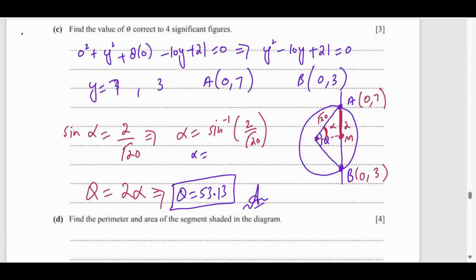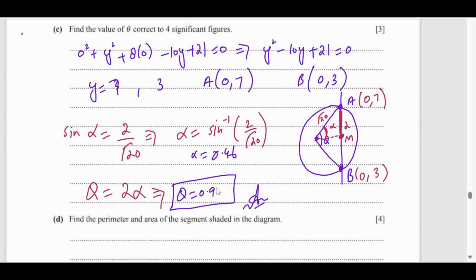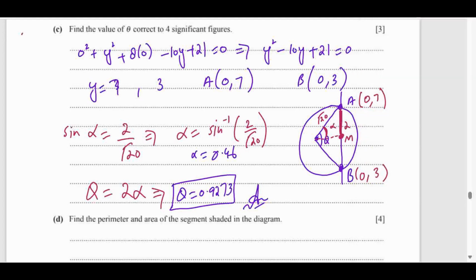Our answer is 0.46, and if you multiply the answer by 2, you will get 0.9273, correct to 4 significant figures. So 0.9273 will be the final answer.